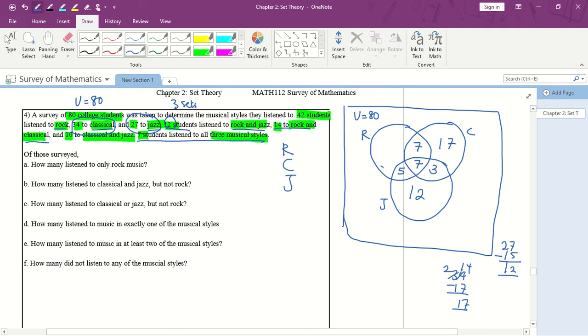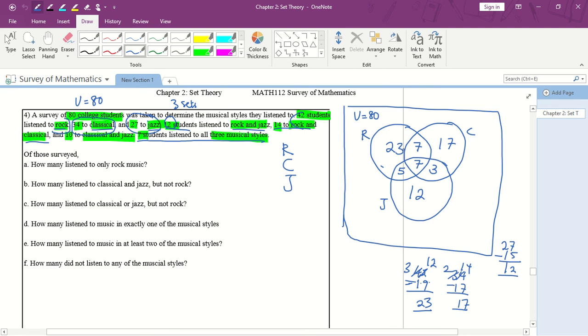And the next one, 42 students listen to rock. That means the whole thing here is 42. So 42 minus 7 plus 5, which is 19. 7 plus 5 plus 7 plus 7 plus 5. So this one will be 3, this one will be 12, 12 minus 9 will be 3, and 3 minus 1 will be 2. So the answer here will be 23.